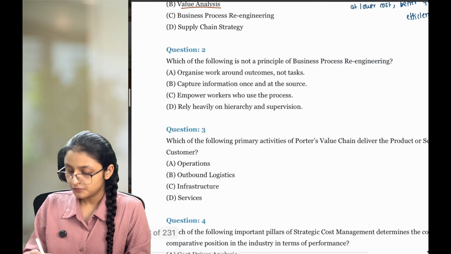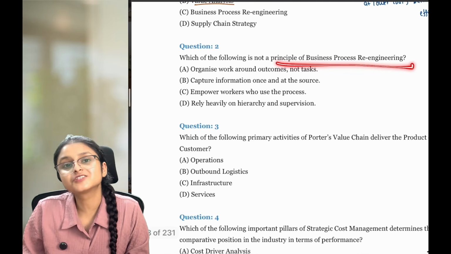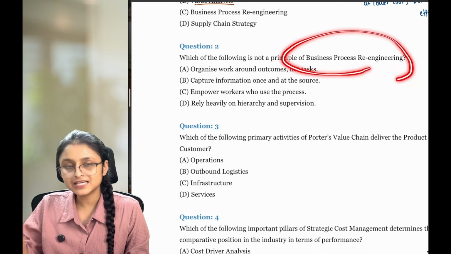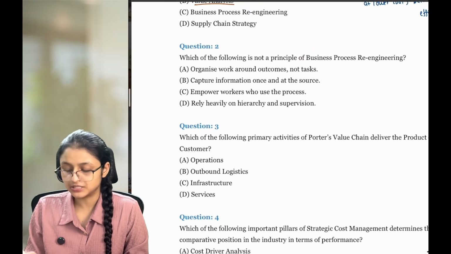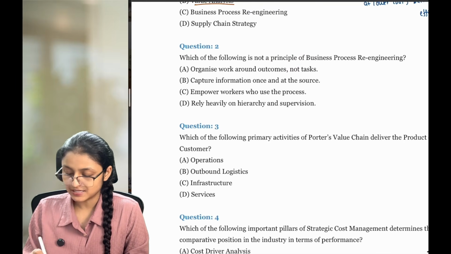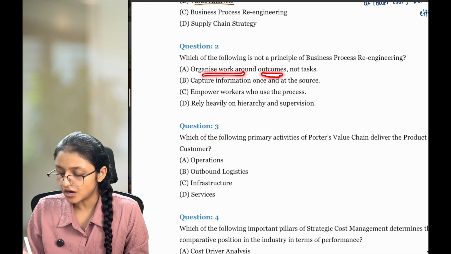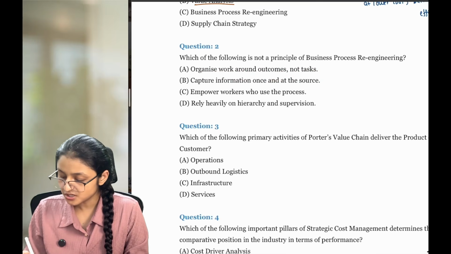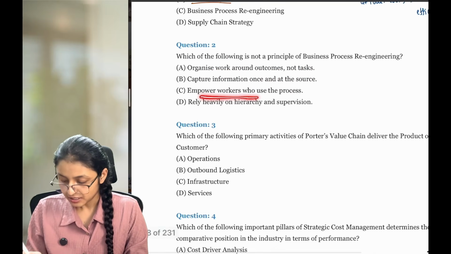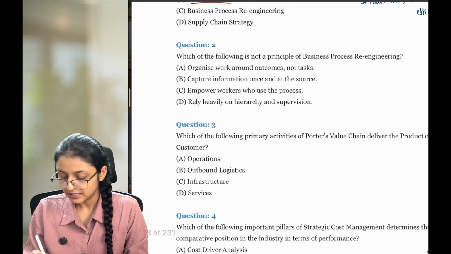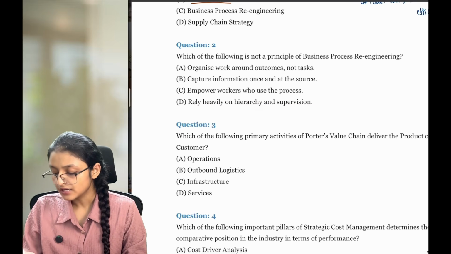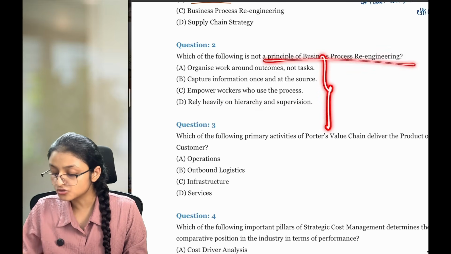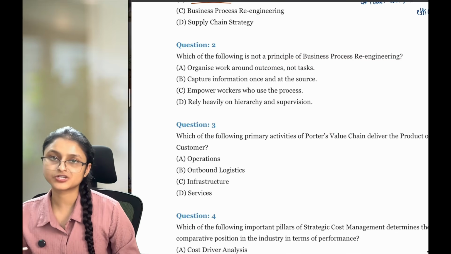Which of the following is not a principle of business process reengineering? So when you're making a radical shift in your business, you're going to follow some principles. The first principle says organize work around outcome, not task. Capture information once and at the source. Empower workers who use the process. Rely heavily on hierarchy and supervision. What do you think, out of these principles, what is not a principle of business process reengineering?